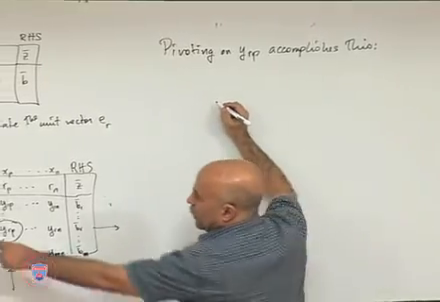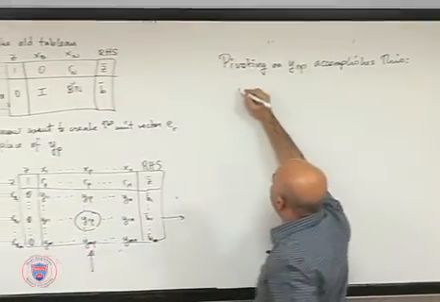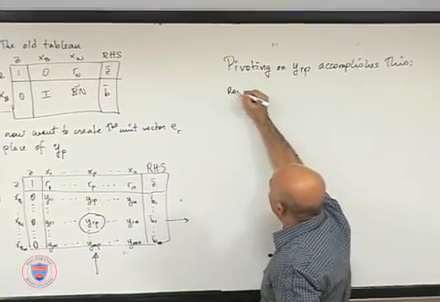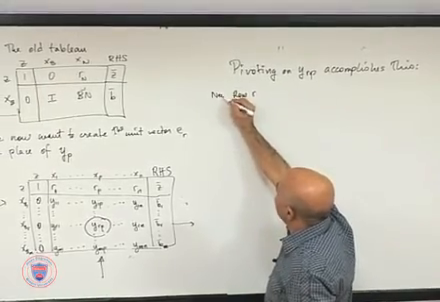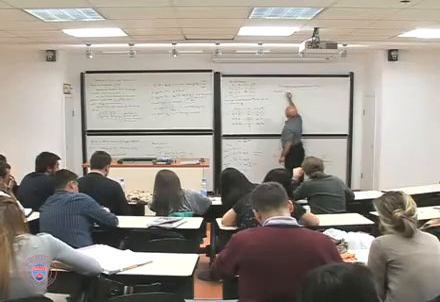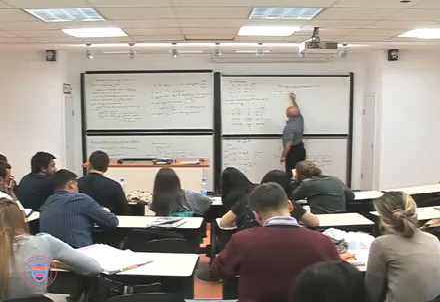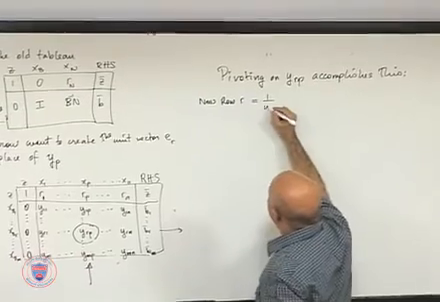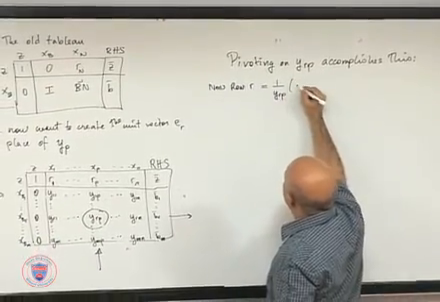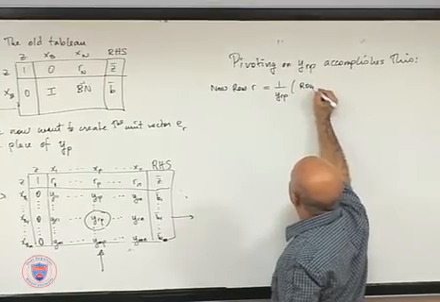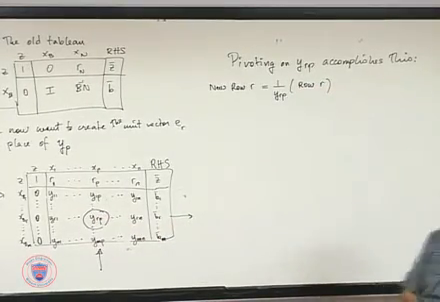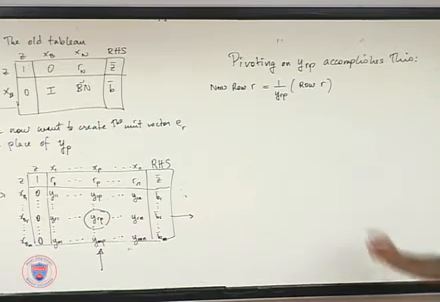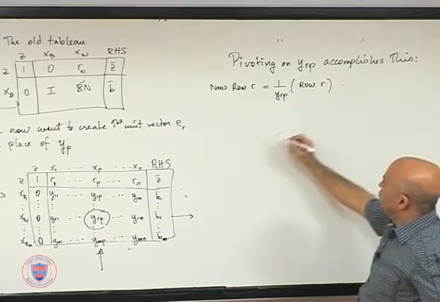And pivoting means you first divide the pivot row, which is your row R. So the new row R is 1 over YRP times the old row R. This is your row R here. Okay? So this is the updating of the pivot row.